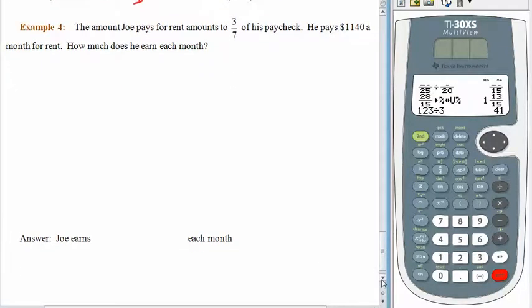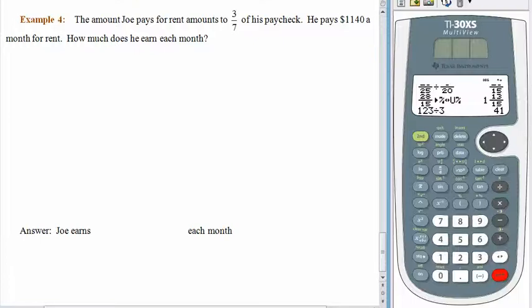The amount Joe pays for rent is 3/7 of his paycheck. He actually pays $1,140 a month for rent. The question is, how much does he earn each month? So we really want to know what's his paycheck.